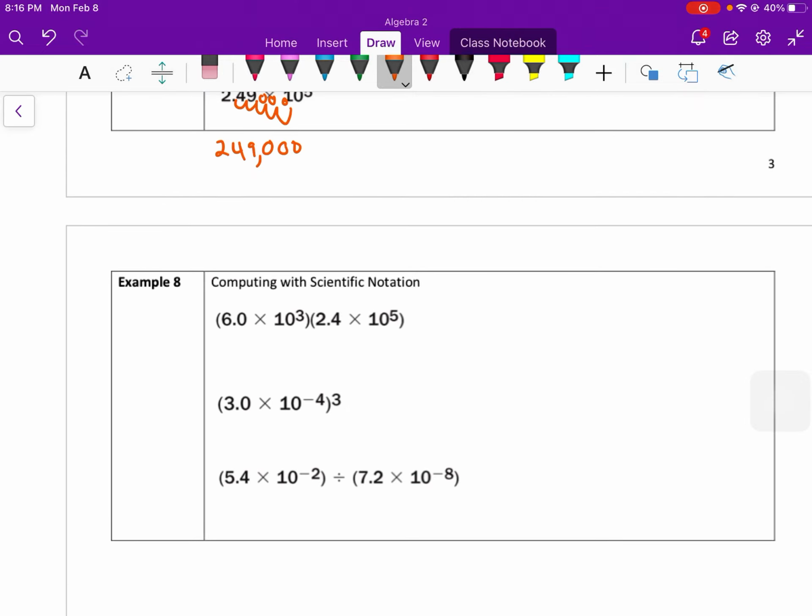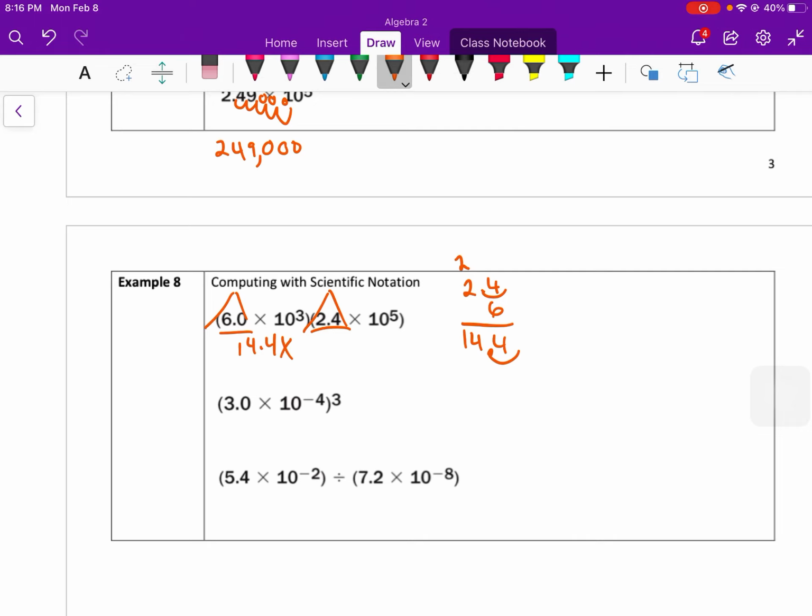Okay, so now here's the application of how this relates to properties of exponents. We can take the product of these, not integers, real numbers first. So we have 6, and since it's the product here, we can compute. So we have 6 times 2.4. So 2.4 times 6 is going to be 24, 12, 144. Move it back. So 14.4.